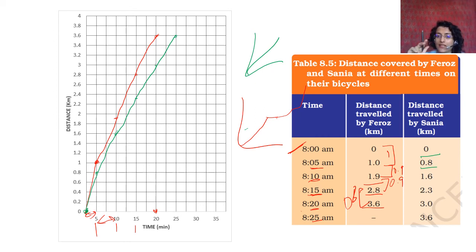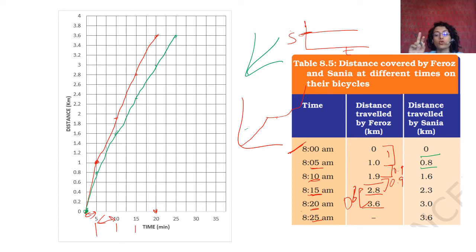What can you say about the motion of an object whose distance time graph is a straight line parallel to time axis? Distance remains the same as time progresses, which means that object is not moving. Do you understand? It is not in motion. It is not moving. Okay.